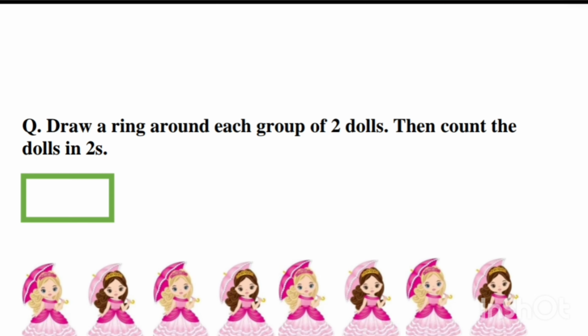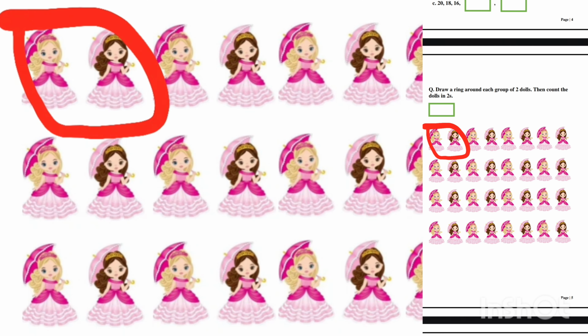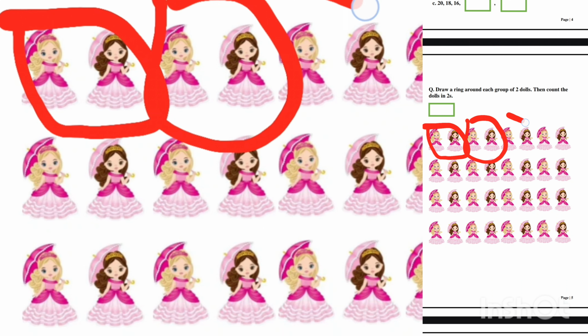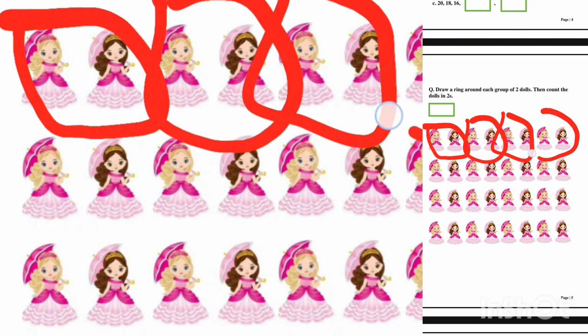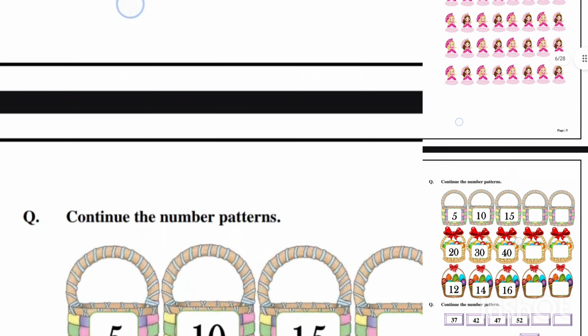Just draw a ring around each group of two dolls, then count the dolls in twos. So what we have to do is make a group of two dolls like this, and then in the end count how many groups there are, right? Each and every thing we have already discussed in great detail.